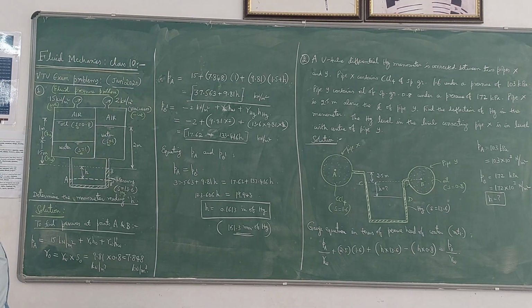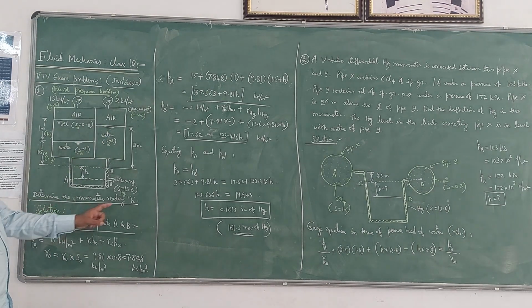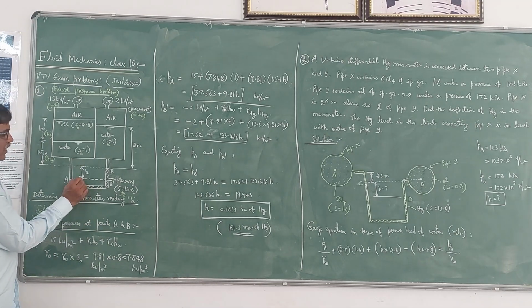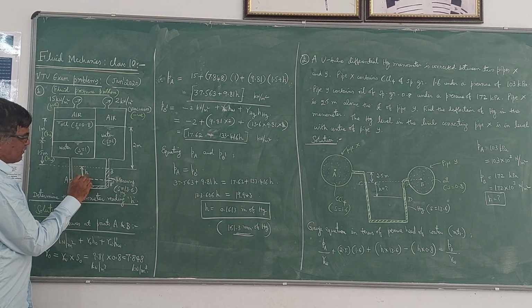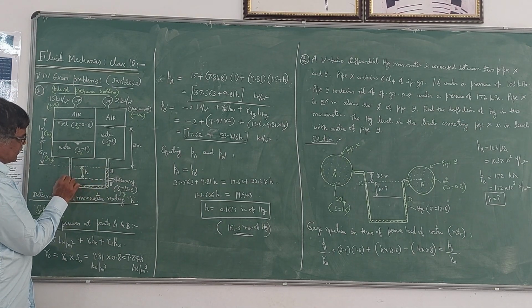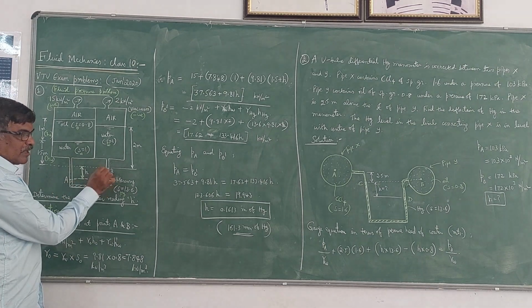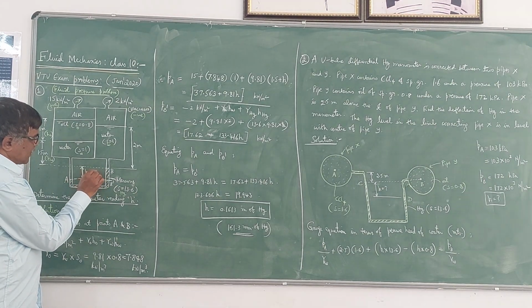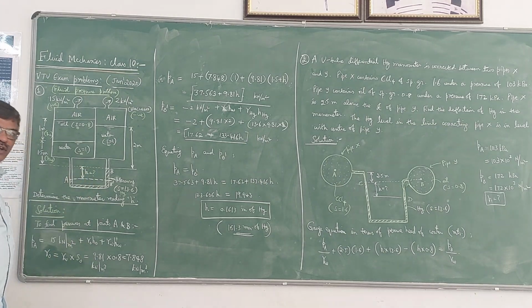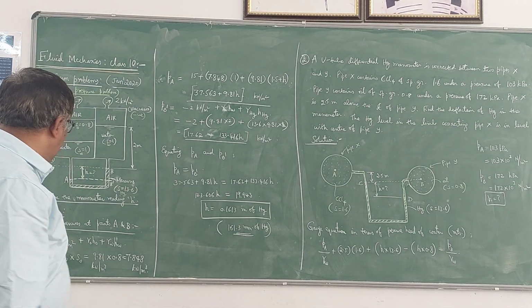Now the question here is, determine the manometer reading H. What is the deflection of the mercury level in the manometer? That is the vertical difference between the points A and B. That is the unknown here. The H value we have to find out, the deflection in the mercury level.